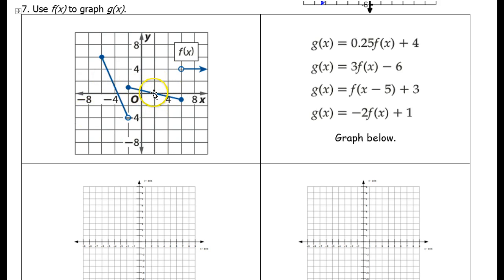So this graph is the original function f of x. Now we are to graph g of x, which has several transformations of the original function f of x. So we're just going to graph them one by one.